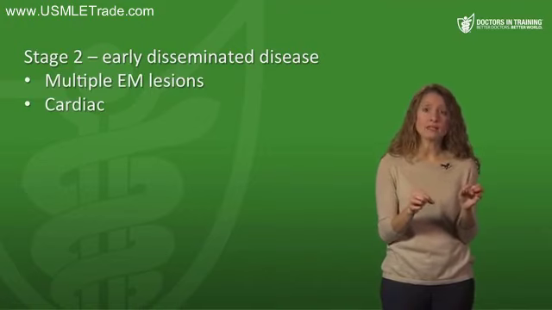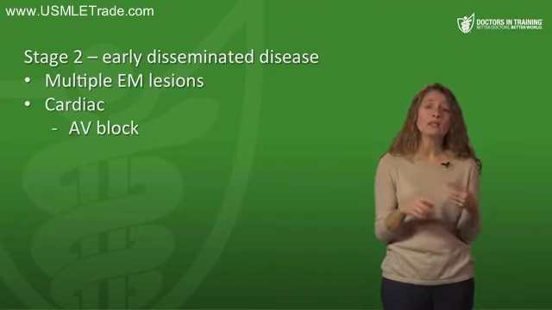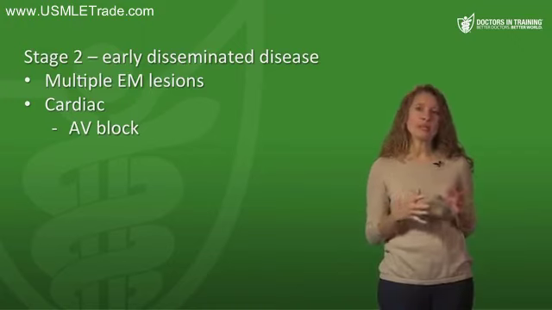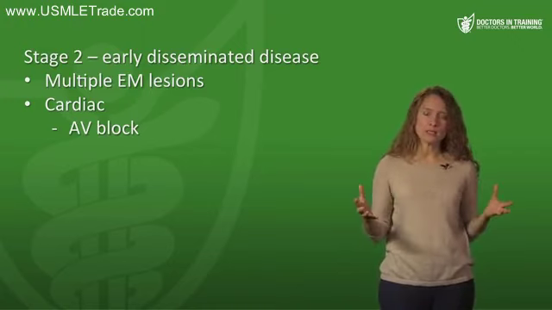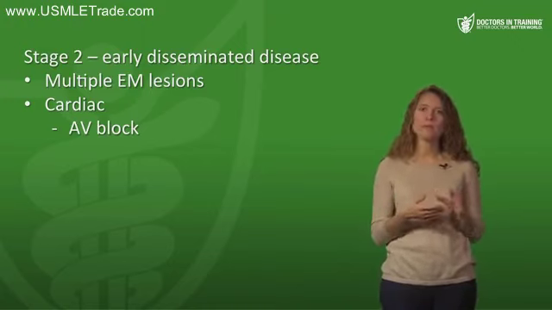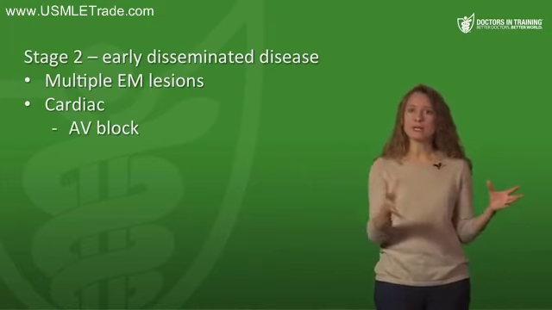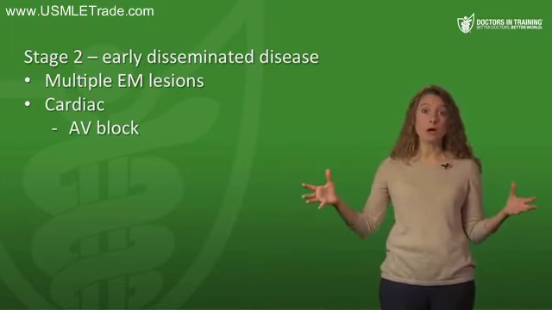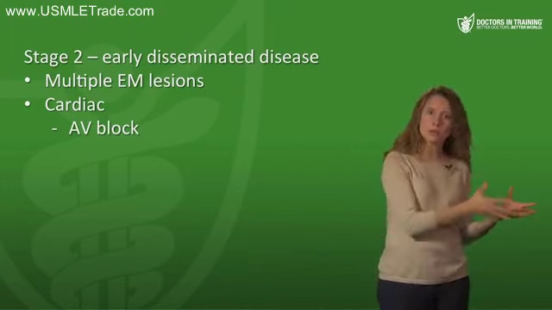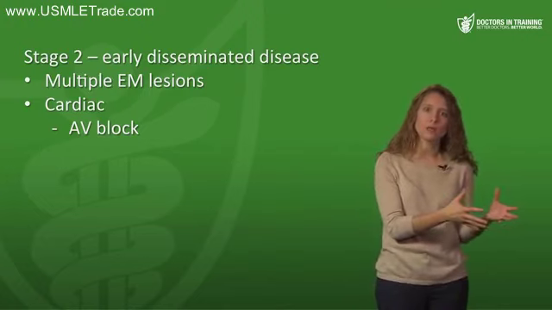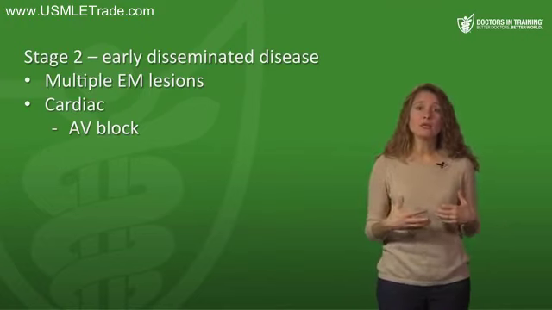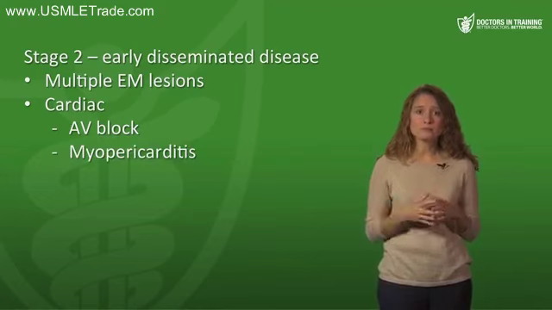The cardiac findings include AV nodal block. Lyme carditis is unusual in that the AV block can fluctuate in severity within the same person, going from first degree to second degree to complete heart block, sometimes rapidly, and then regressing back to second or first degree heart block. Other cardiac findings can include myopericarditis.